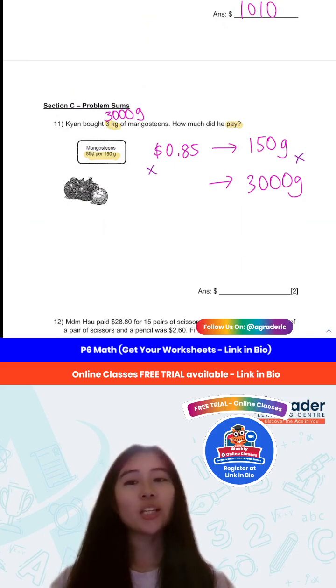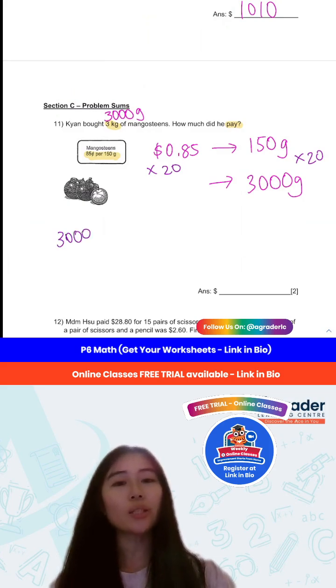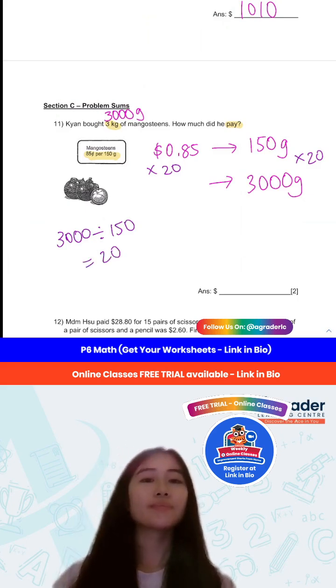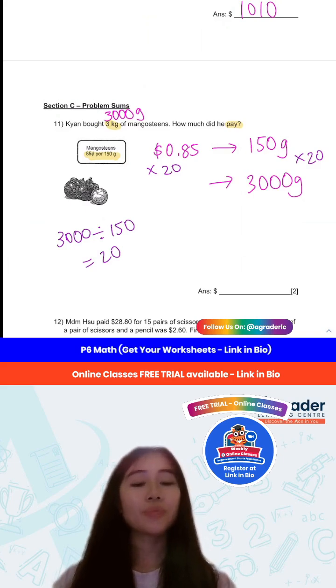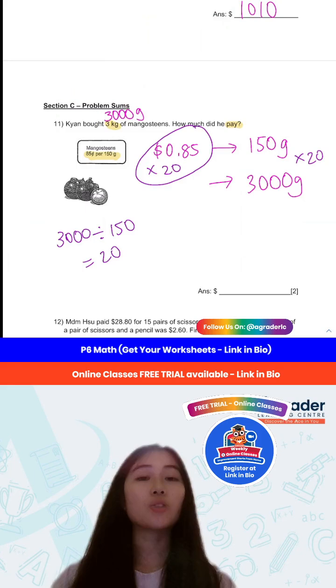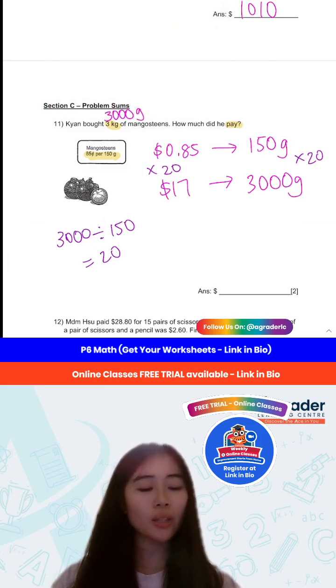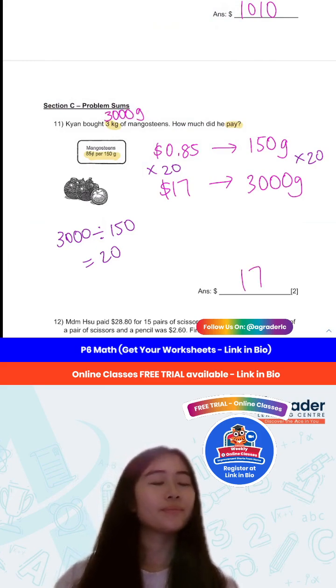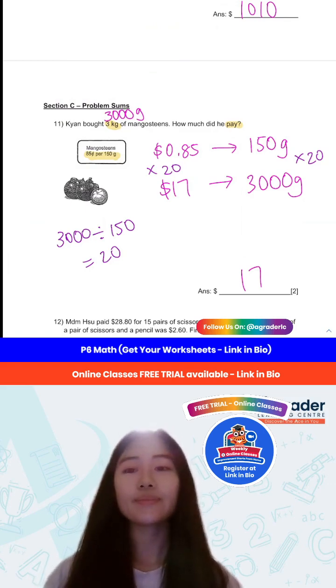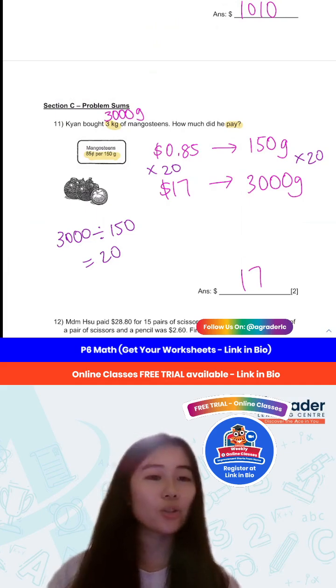You actually need to multiply by 20. So how do you get this number 20? You can get 20 by using 3000 divided by 150. That's how you get 20. And then you can use your calculator. 0.85 times 20 will give you the answer, which is exactly $17. Yes, okay, Candy, your answer is correct. So 17 is the final answer, and then let's do our last question.